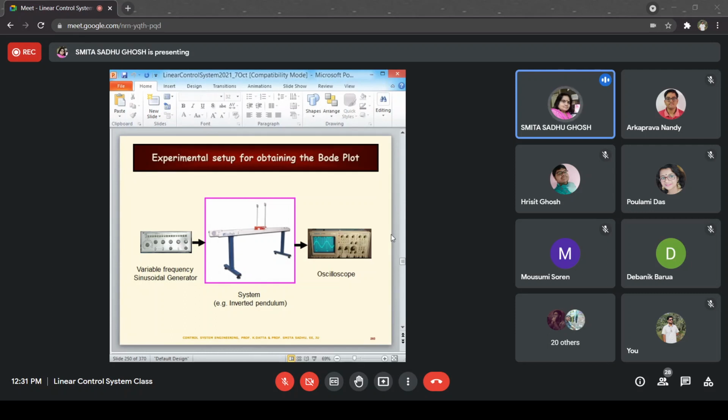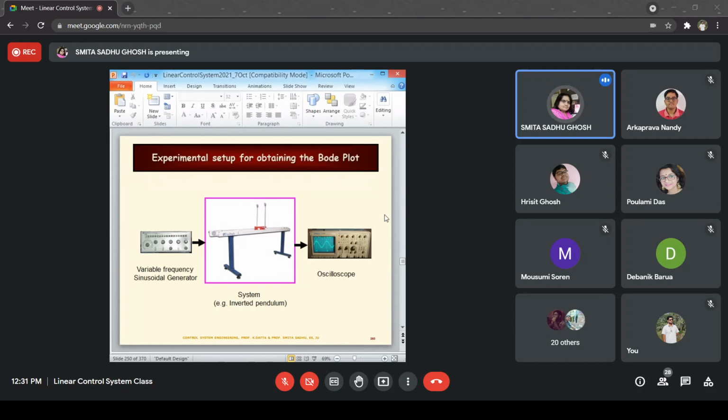setup. You would be recollecting that the Bode plot, as I told you, consists of two plots. One is the gain plot, or magnitude plot as we call it, and the other is the phase plot. The magnitude plot means magnitude versus frequency. What that physically means, or how to physically get the Bode plot by using an experimental setup, is what I'm going to state here.